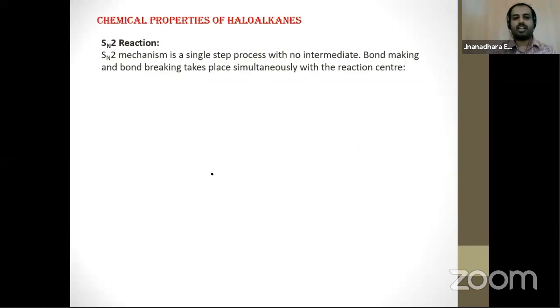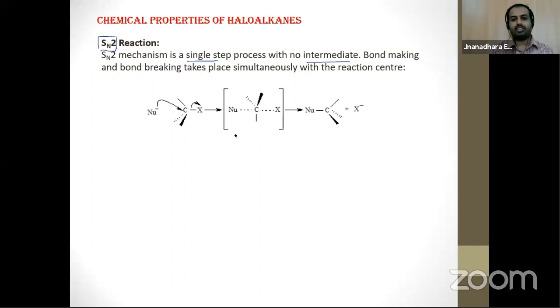Now, coming to the SN2 mechanism. Unlike SN1, SN2 is a single step process with no intermediate. In SN1 there was a carbocation intermediate, while the SN2 mechanism involves a transition state. It follows second order kinetics, which means the rate of reaction depends not only on the concentration of the haloalkane but also on the concentration of the nucleophile.